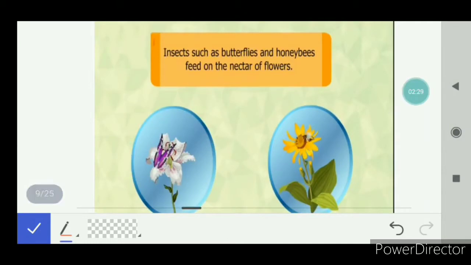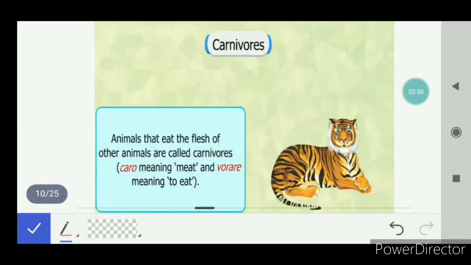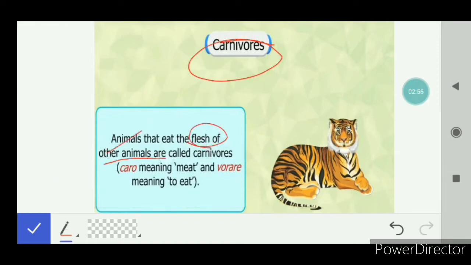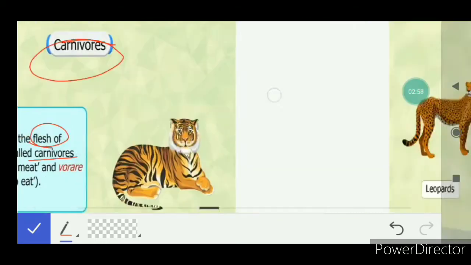Insects such as butterflies and honeybees, they feed on the nectar of the flowers. Nectar is the sweet juice present in the flowers. Such insects have a special mouthpart called proboscis, which helps them to suck nectar from the flowers without damaging the flowers. Next is carnivores. Animals that eat the flesh of other animals are called carnivores.